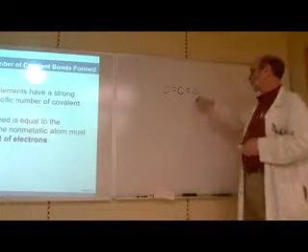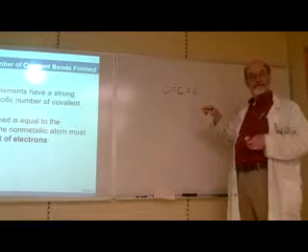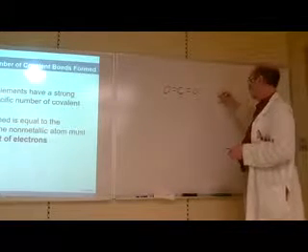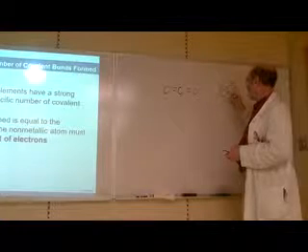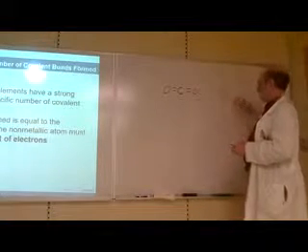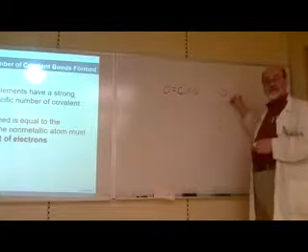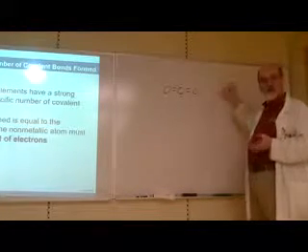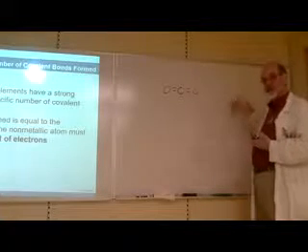The tendency for oxygen is to form two bonds. The reason for that is if we draw the Lewis dot structure, it has these two electrons that are available for bonding. And these form the lone pairs, the non-bonding pairs. So there's your two bonds.